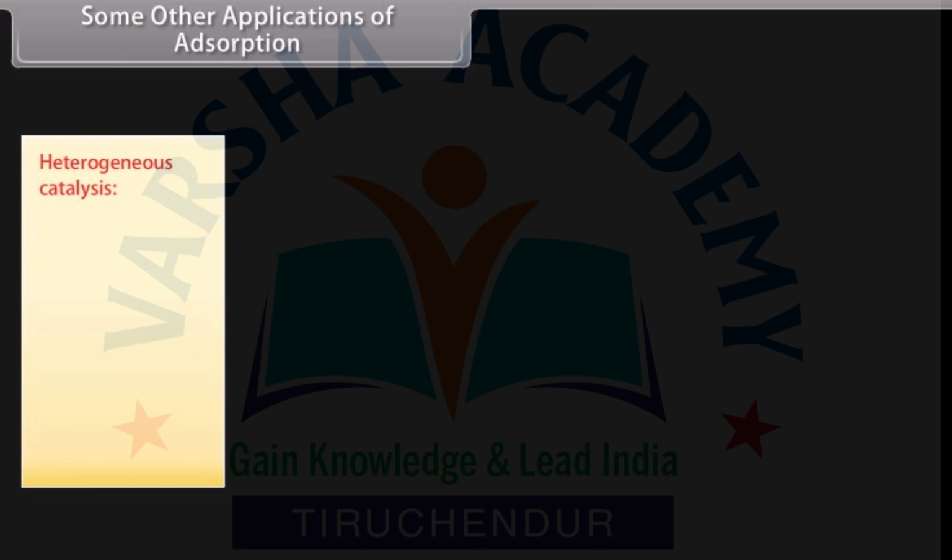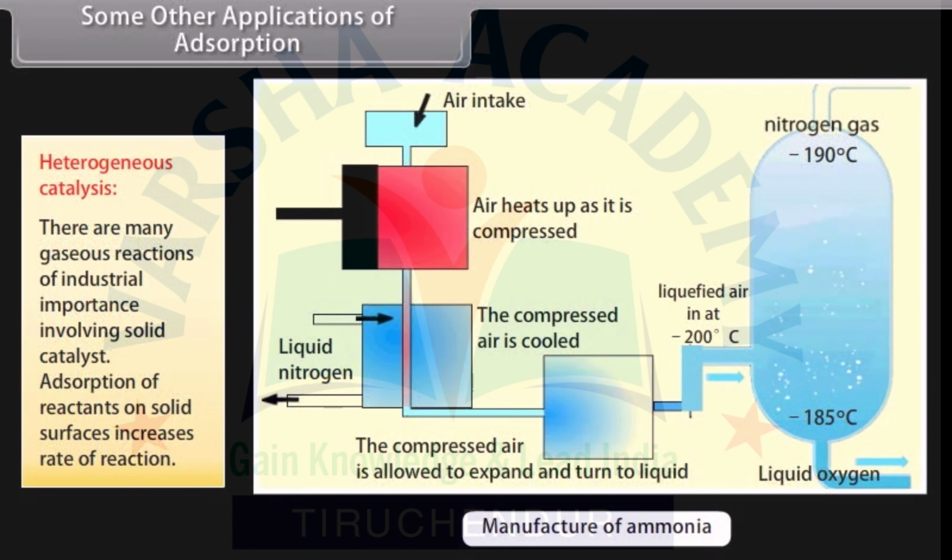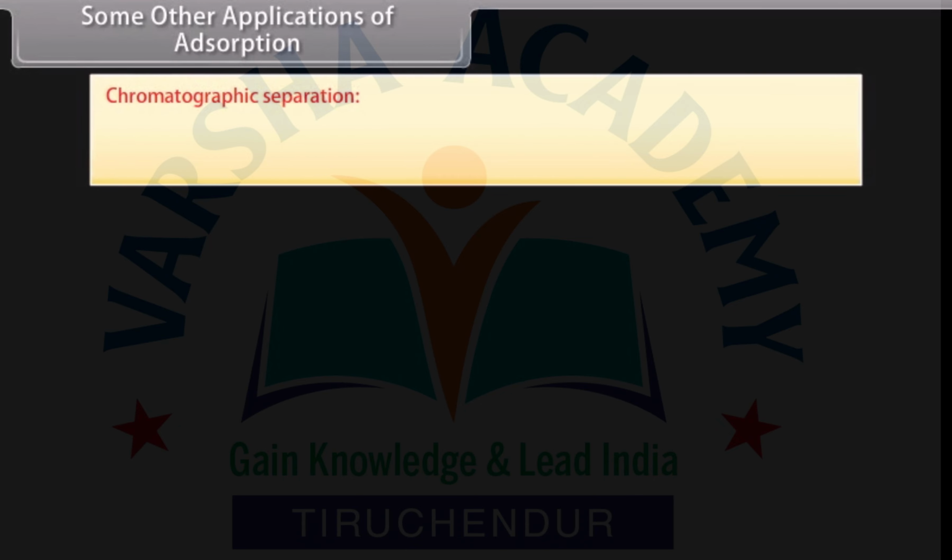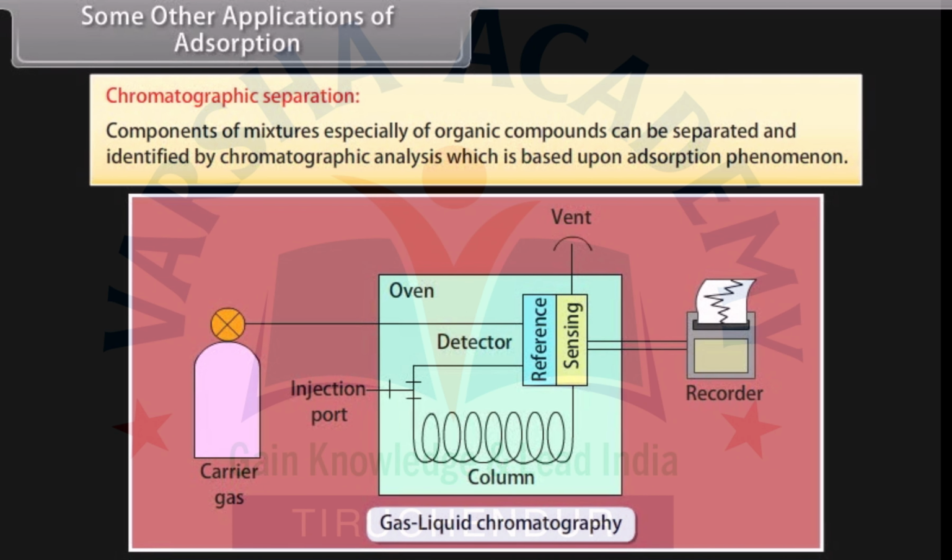Heterogeneous catalysis: there are many gaseous reactions of industrial importance involving solid catalysts. Adsorption of reactants on solid surfaces increases the rate of reaction. For example, manufacture of ammonia, sulfuric acid, and hydrogenation of oils. Chromatographic separation: components of mixtures, especially of organic compounds, can be separated and identified by chromatographic analysis, which is based upon the adsorption phenomenon. For example, thin layer chromatography, paper chromatography, and gas-liquid chromatography.